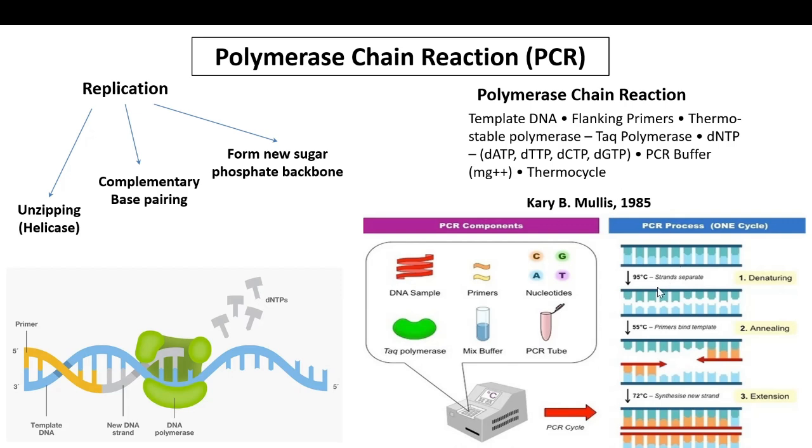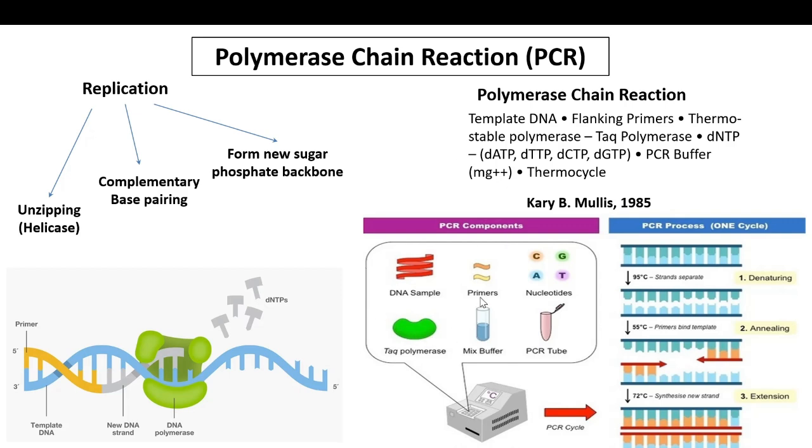So we need something which can withstand this high temperature of 95 degrees Celsius. So scientists have found an enzyme known as Taq polymerase, which is derived from a bacterium known as Thermus aquaticus. This Taq polymerase can withstand very high temperatures like 95 degrees Celsius, and it gives optimum polymerization activity at 70 to 75 degrees Celsius.